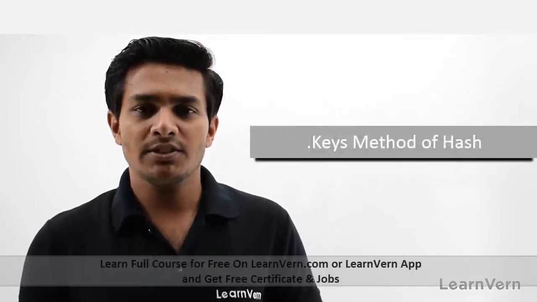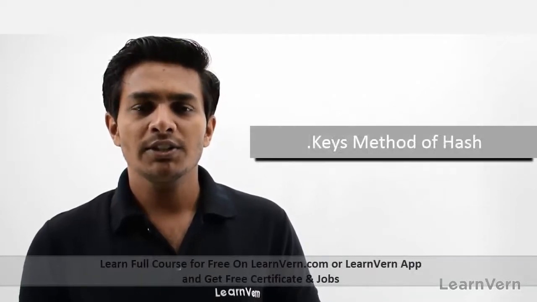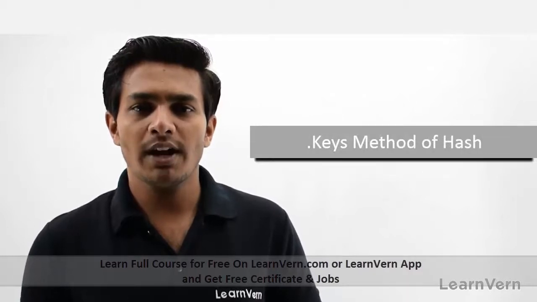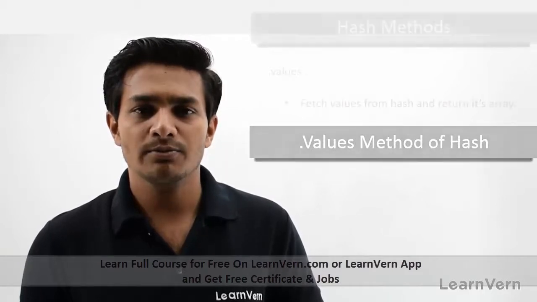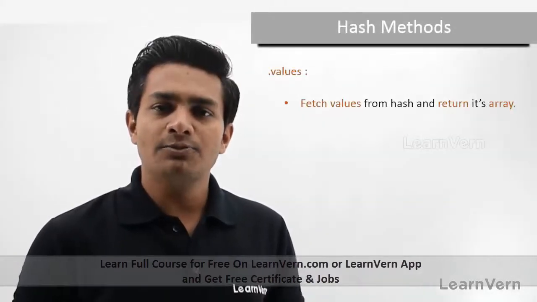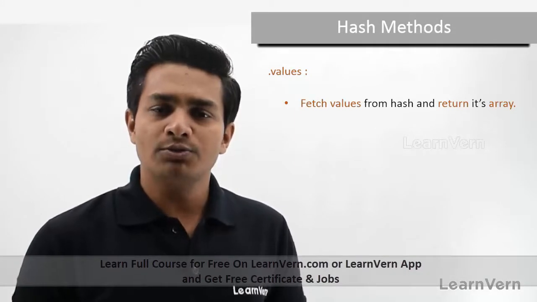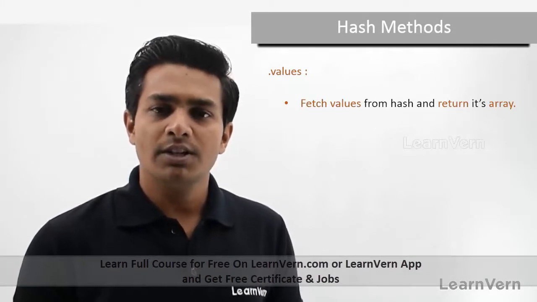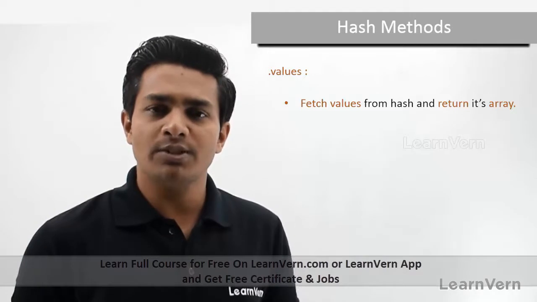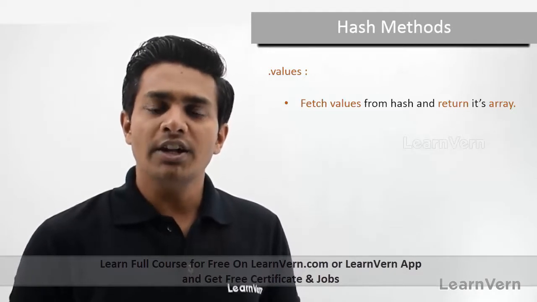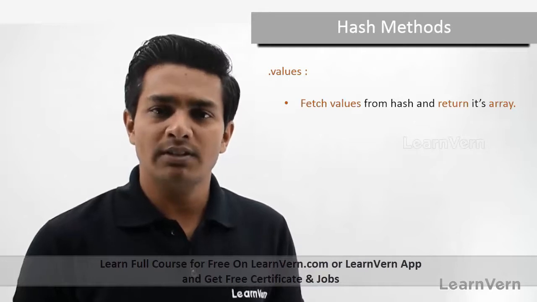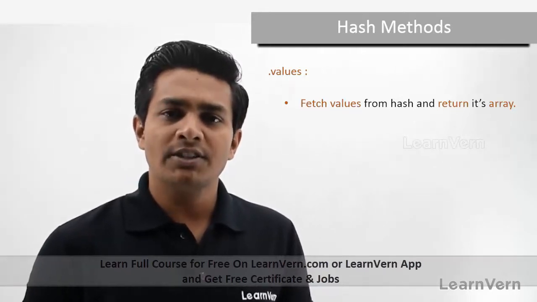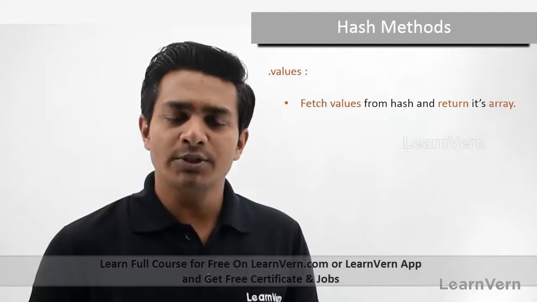In the previous lecture, we learned about the keys method of hash, and today we will learn about the values method of hash. The values method will fetch the values from our hash. If we want to fetch all the values from our hash and need an array, then we can use the values method. It will always return an array of the values.